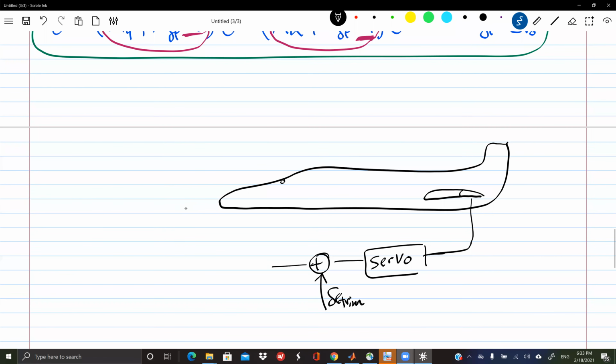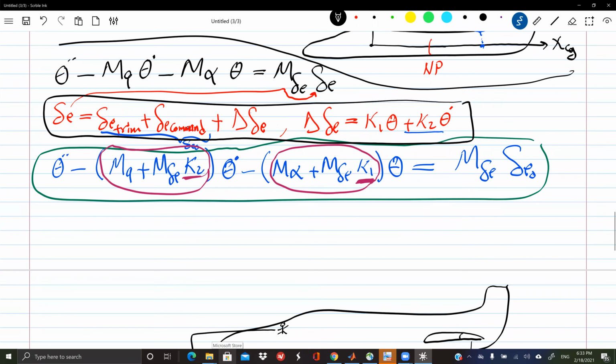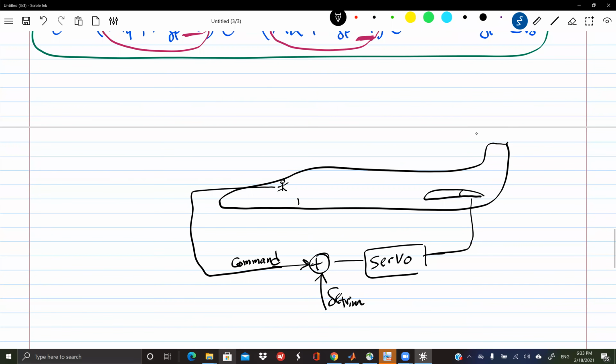So here is the pilot command, coming from the stick of the pilot. What else? The change due to feedback control. This is a term multiplying theta and a term multiplying theta dot. Here it is now clear that I need to put sensors to measure theta and theta dot. So I'm going to put a gyro here.